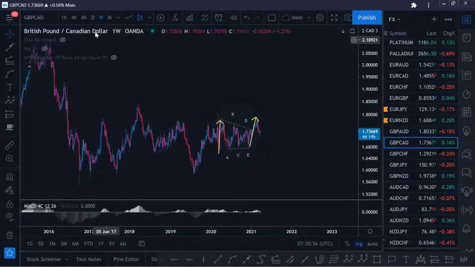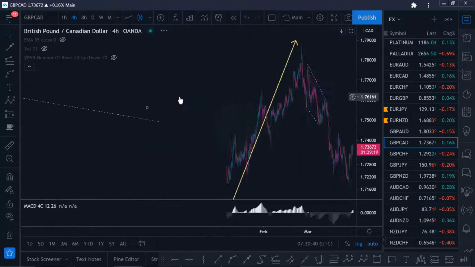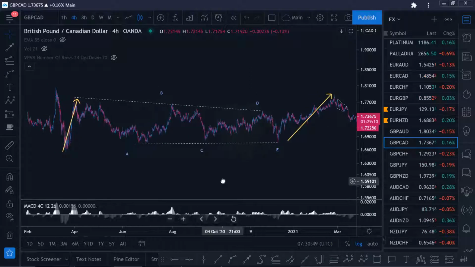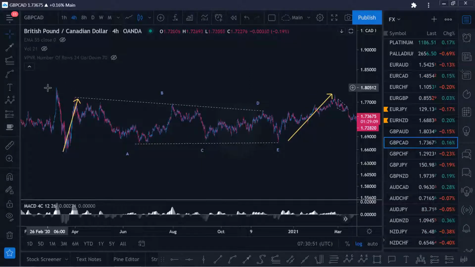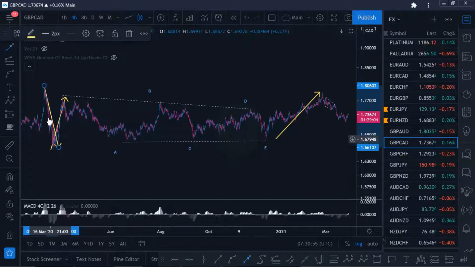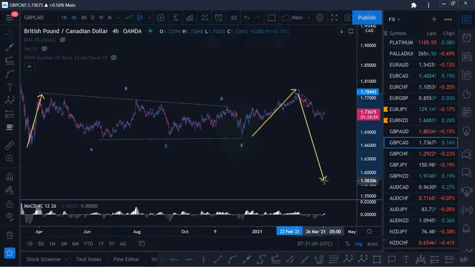When you look at the pound CAD, similar scenario, very, very messy pair, but you are seeing this structure play out really well. You've had this impulse, A, B, C, D, E impulse. So this is a complete structure that we've seen that never actually broke these highs at 180. So potentially we're starting to see now this move to the downside to at the very least 163, but possibly even more than that.